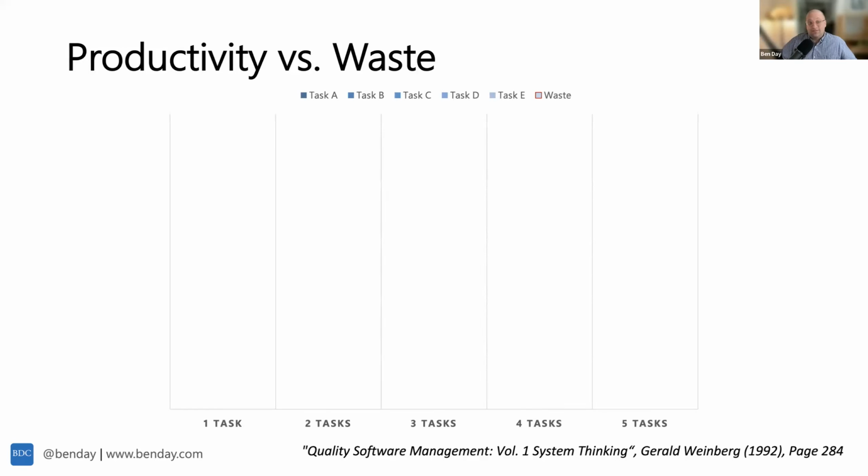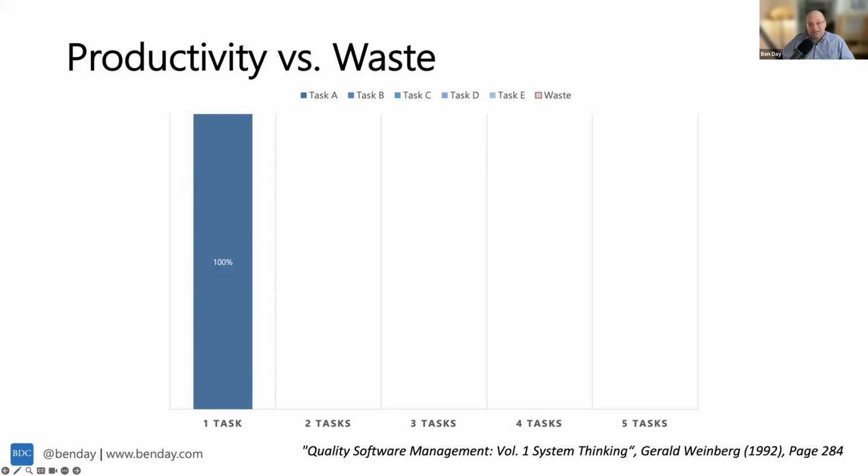So he went and followed a bunch of developers and said, okay, well, let's try to figure out how productive they are if they're working on 1 task, 2, 3, 4, or 5 tasks simultaneously. So if they're working on 1 task at a time, then they're 100% productive on that task. Makes sense, right? Minimal distractions.